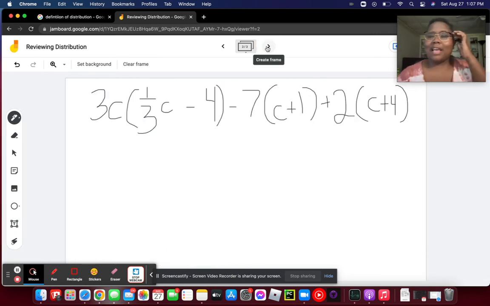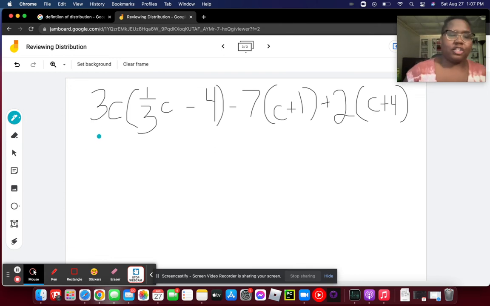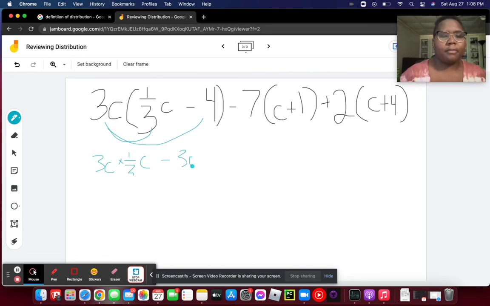All right. In our last example, we throw in 3 things to distribute, a fraction, and we're going to see an exponent. For this last one, because there are 3 different pieces here, I'll do a little color coordination. 3c times 1/3 c minus 3c times 4.